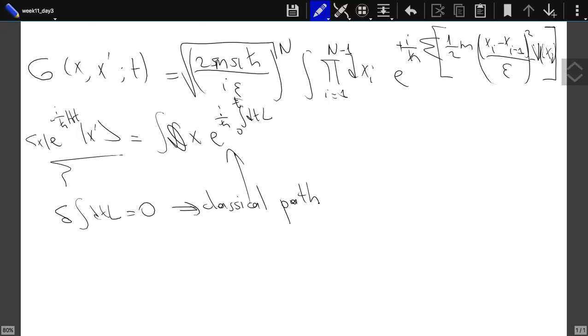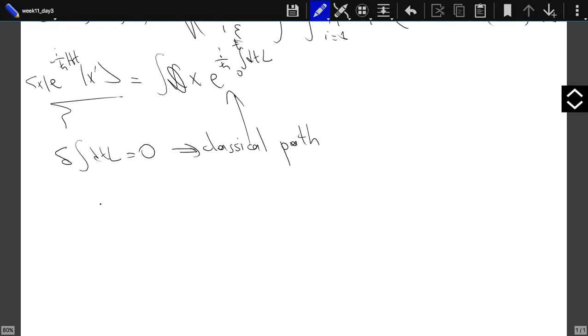Now, even if h bar is non-zero, we can say that in systems that are close to the classical limit, the dominant contribution will still be the classical path. So we can just consider this expansion. We can write an arbitrary path to be the classical path plus some deviation from the classical path. After we make this substitution, we might be able to claim that only for small values of delta x we will have a significant contribution.